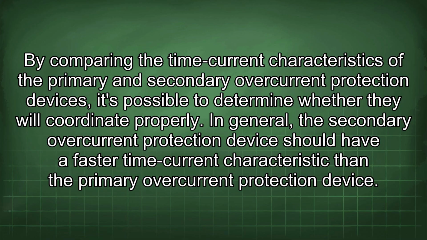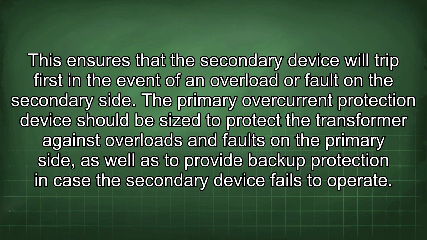overcurrent protection device. This ensures that the secondary device will trip first in the event of an overload or fault on the secondary side. The primary overcurrent protection device should be sized to protect the transformer against overloads and faults on the primary side, as well as to provide backup protection in case the secondary device fails to operate.